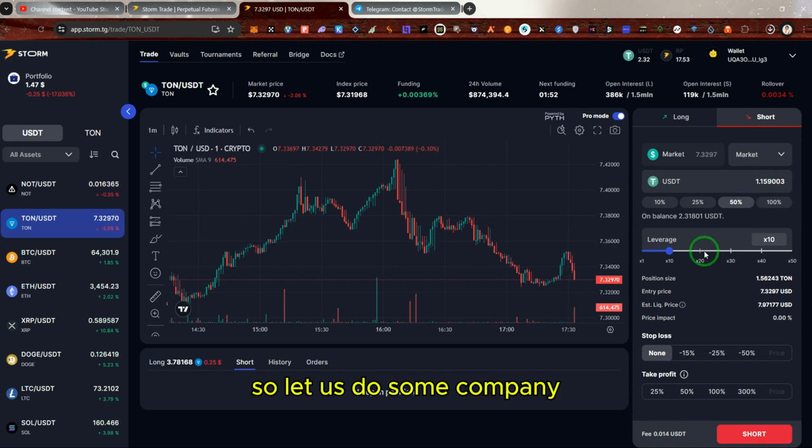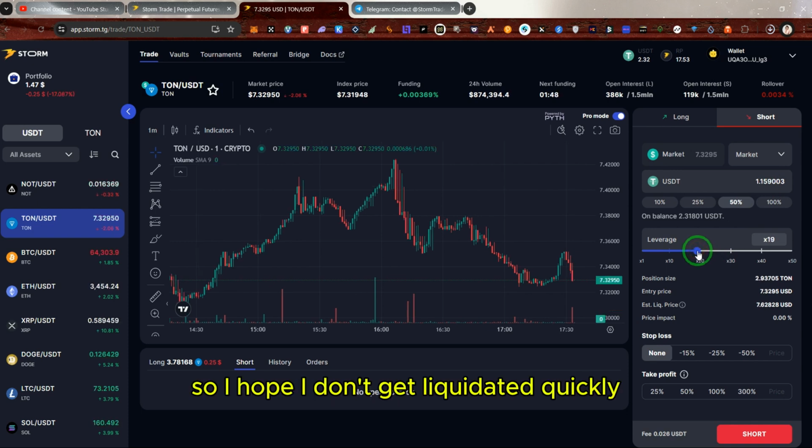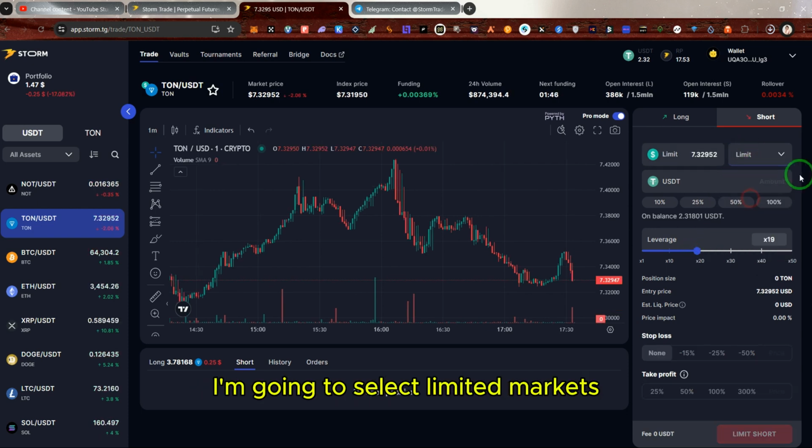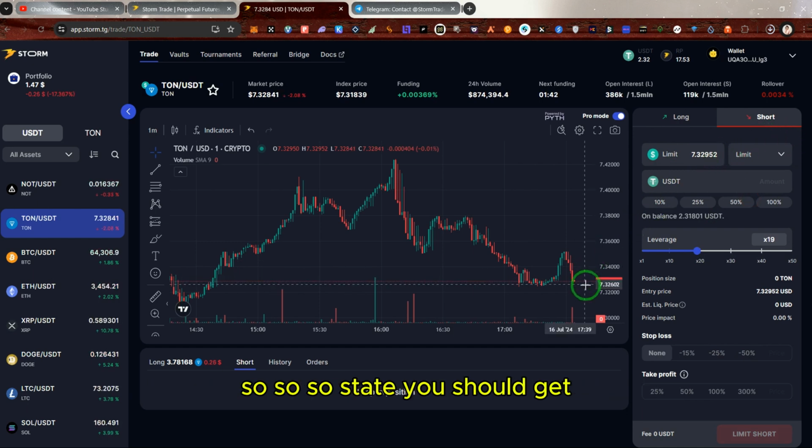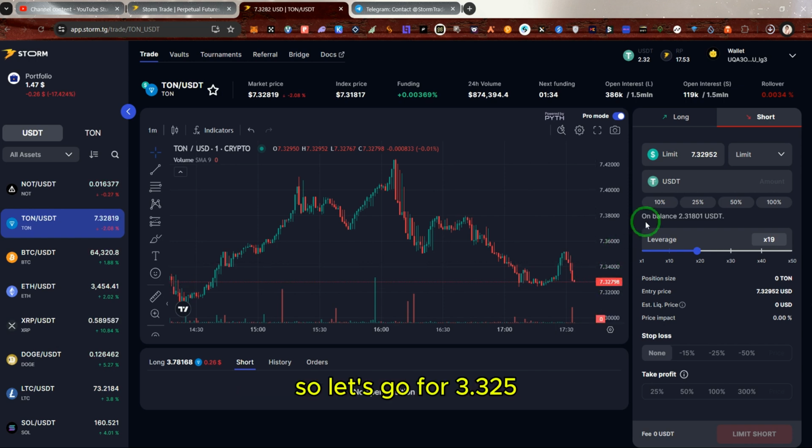So let us do some gambling, and I'm going to select 20x. I hope I don't get liquidated quickly. I'm going to select limited markets. A limited market is where I can set the price so that when the price gets to a certain level, it should click. So we have like 3.325. Let's go for 3.325.